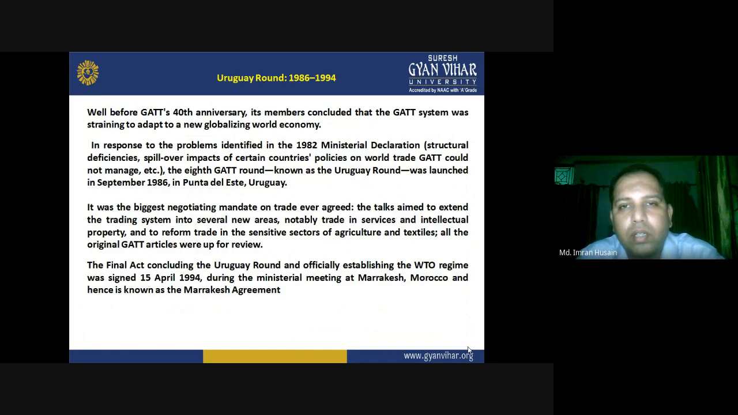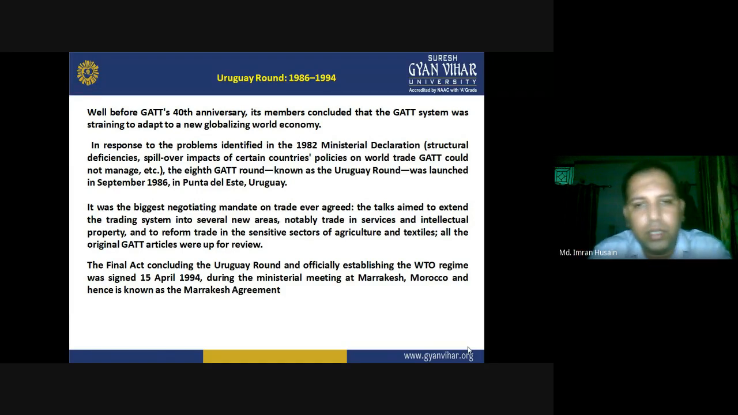Uruguay Round, 1986 to 1994. Well before GATT's 40th anniversary, its members concluded that the GATT system was straining to adapt to a new globalizing world economy. This was in response to the problems identified in the 1982 Ministerial Declaration: structural deficiencies, and spillover impacts of certain countries' policies on world trade that GATT could not manage, etc.